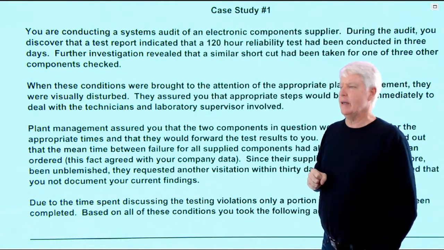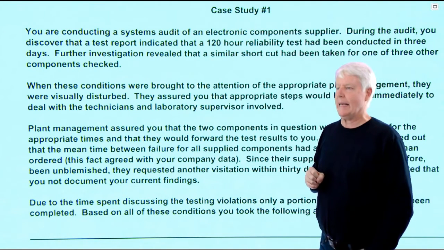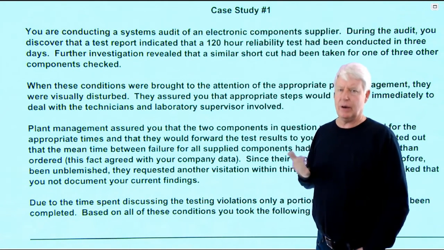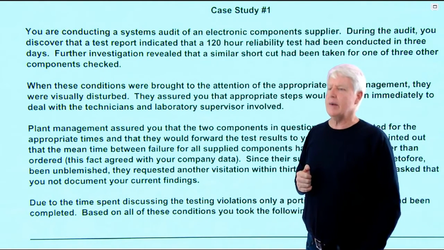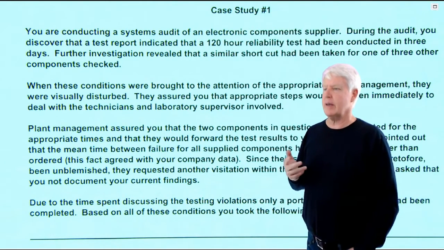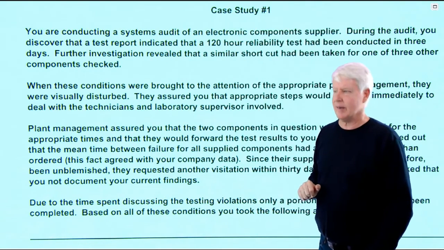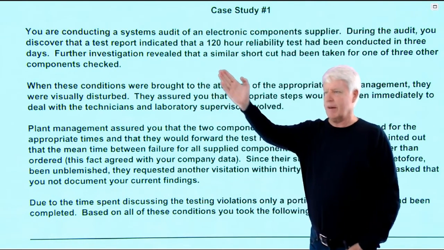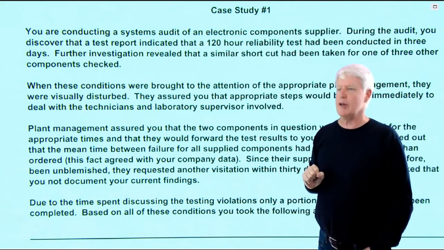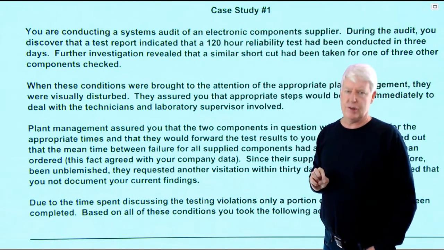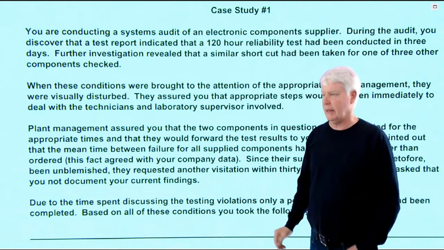And during the audit, you discovered that a test report indicated that a 120-hour reliability test had been conducted in 3 days. Well, how could that be? Because 3 days is what? 48, 58, 68, 72 hours, and it says it's a 120-hour test, so there's something wrong here. Further investigation revealed that a similar shortcut had been taken for one of 3 other components checked. So it's happened on multiple occasions.